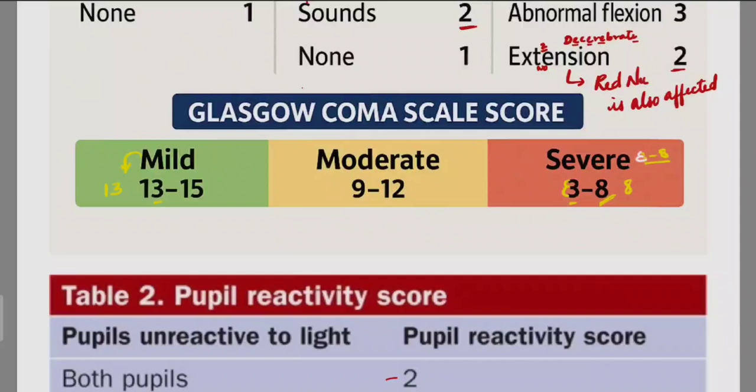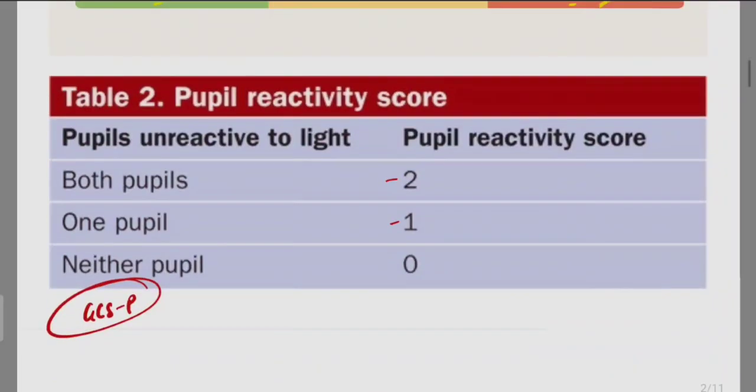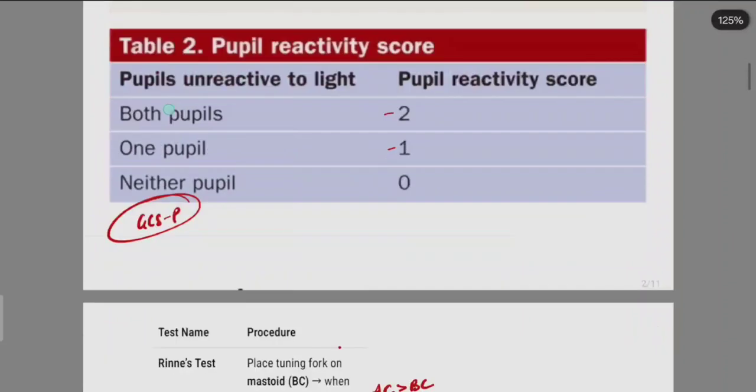So 3 you just have to complete, it becomes 8. Here also it's 3, mild also has a 3, so 13. So 15 is maximum, 15 to 13, and in between you have 9 to 12, and -2, -1, 0 is the pupil reactivity score, and you're done with it.